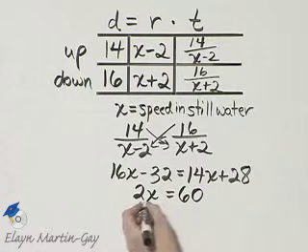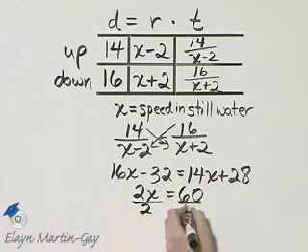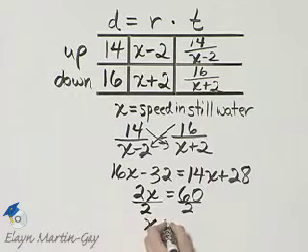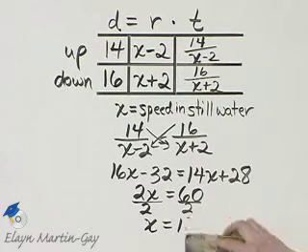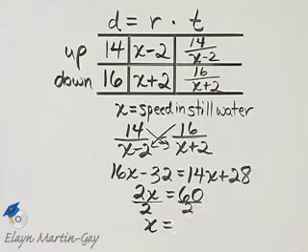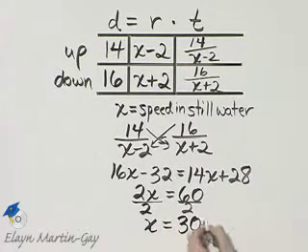And then how do I solve 2x equals 60? I divide both sides by 2, and x is 15. So what was x? The speed in still water. The speed in still water, 60 divided by 2 is not 15. 60 divided by 2 is 30. So the speed in still water is 30 miles per hour.